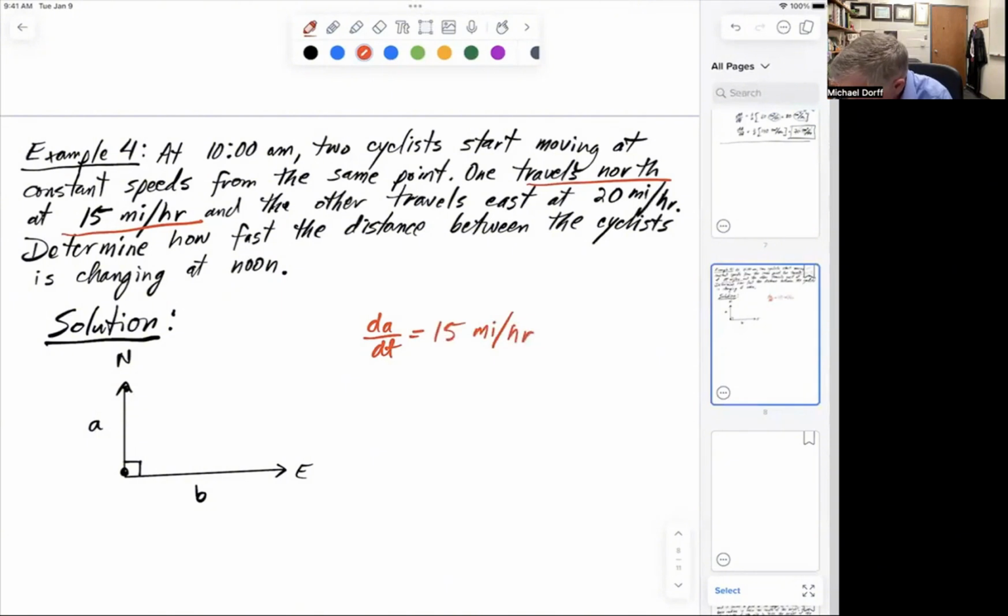The one that's traveling east is going at 20 miles per hour. That's the speed again. So speed is derivative, and we get dB/dt is 20 miles per hour.